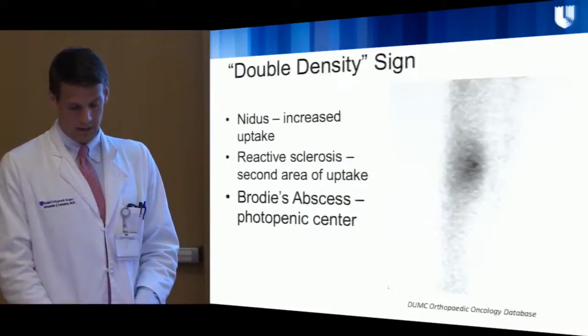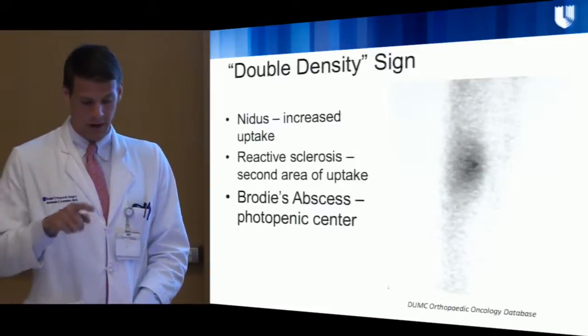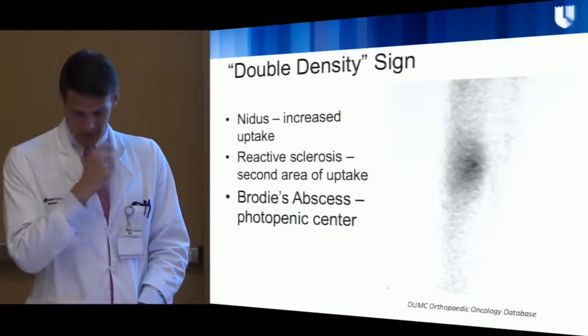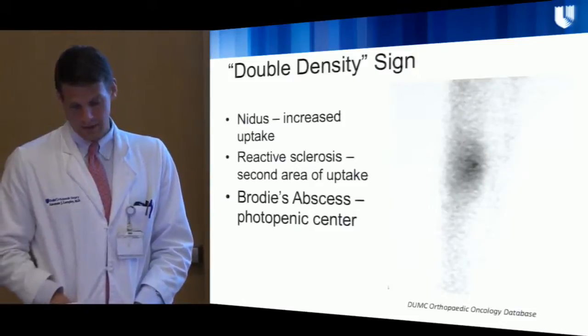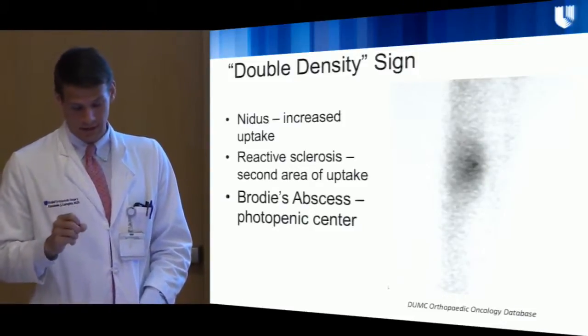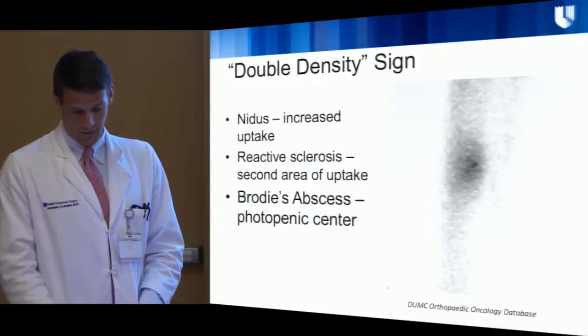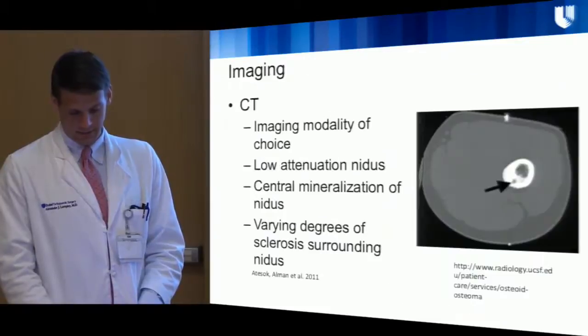And then this double density sign is really this increased uptake of the nidus and also increased uptake of the reactive sclerosis. So you get two areas of increased uptake. Brodie's abscess, on the other hand, would just have increased uptake of the reactive sclerosis, and then the center of the nidus, or where the chronic infection is, would be photopenic, or no increased uptake.